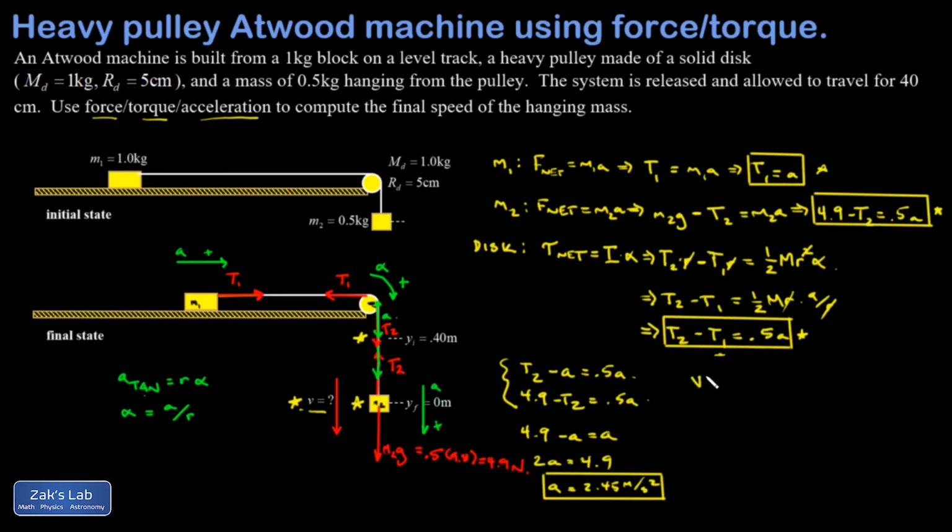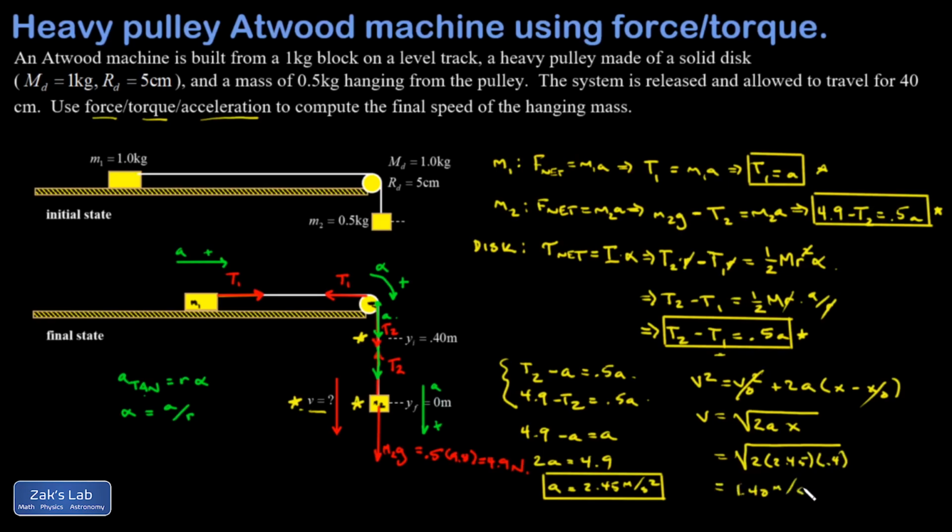So I'm going to use the kinematics equation, v squared equals v naught squared plus 2a times x minus x naught. And I'm calling the initial location 0. And it started from rest, so v naught is 0. So very quickly here I get that v final is going to be the square root of 2a times x final. So that's the square root of 2 times 2.45 times 0.4. And I end up with 1.40 meters per second for the final speed of that mass. And that's the same value that we got by using energy in that previous video.